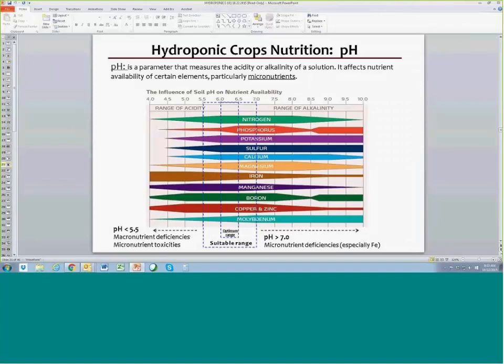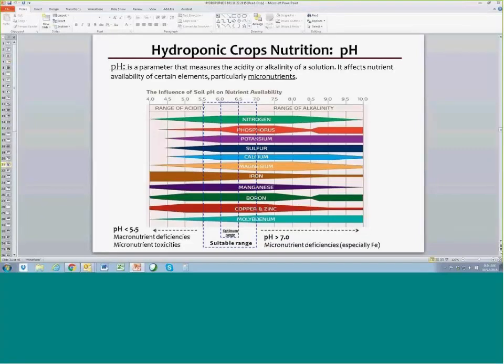Now, if you go to the right side, you see a pH larger than 7. You will see that most of the macronutrients appear to be okay. Of course, if you go for pH 8, 8.5, then you have problems in nitrogen. But the majority of the macronutrients are okay.